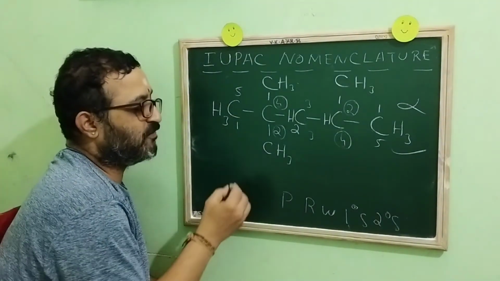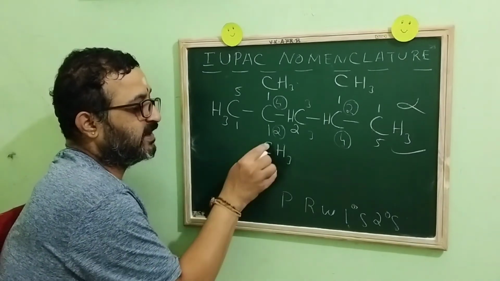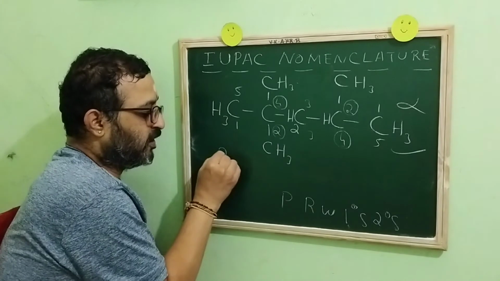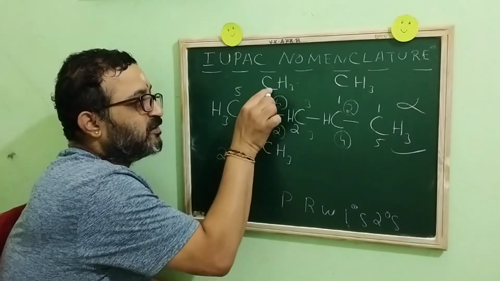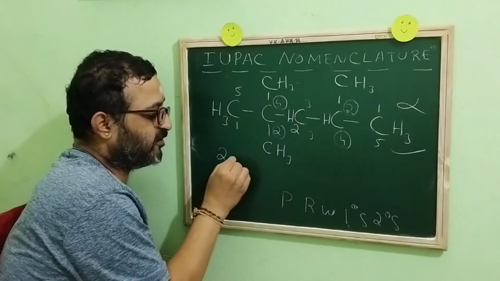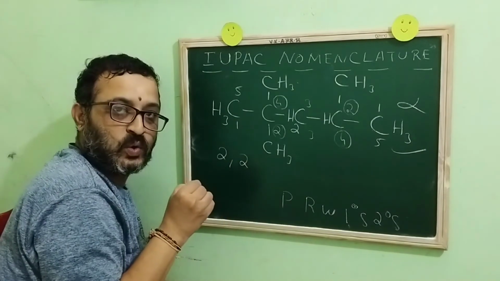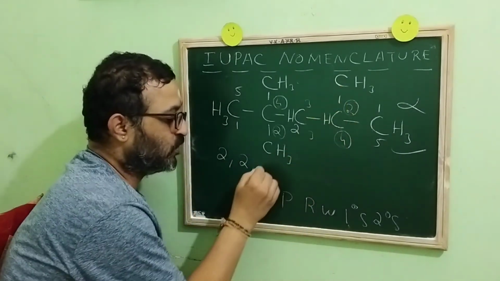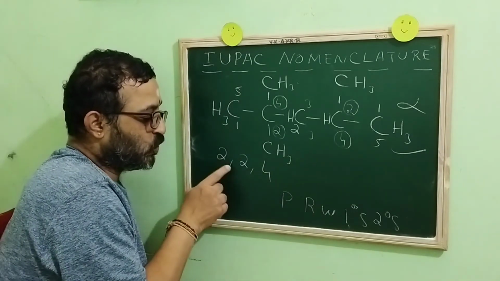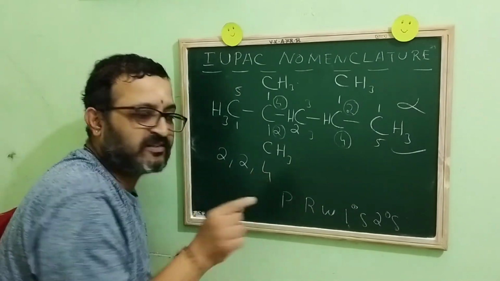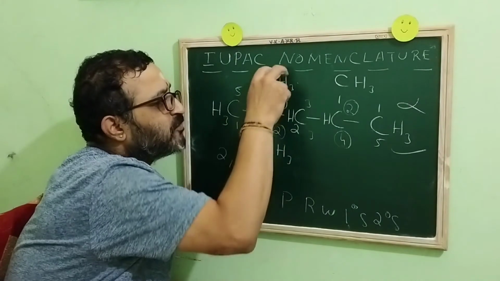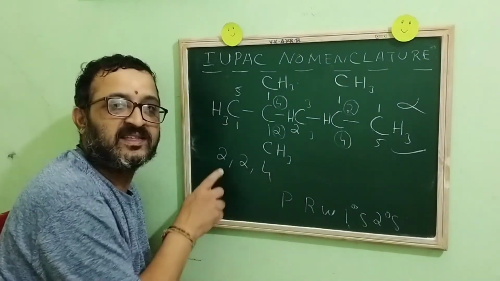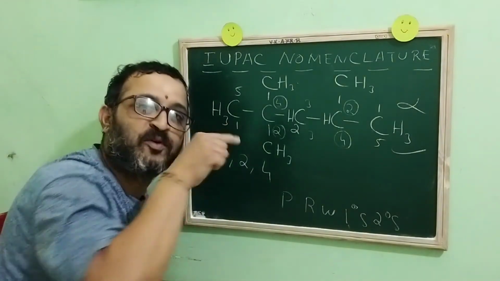So what is the name of this compound? Yes, methyl groups are attached to which carbons? Second carbon. 2. The position of this one is 2. What is the position of this one? 2. Okay. Then what is the position of this one? 4. That's why 2, 2, 4. Children, one more thing. How many substituent groups are there? 3. Then 3 numbers should be there. These numbers indicate the position of the substituents.